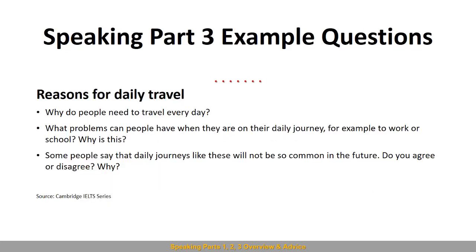All right, and some example questions. From the previous Part 2 topic, now Part 3 is about the same topic or the same theme as Part 2. So now we have some questions about reasons for daily travel. Why do people need to travel every day? What problems can people have when they are on their daily journey, for example, to work or school? Why is this? Some people say that daily journeys like these will not be so common in the future. Do you agree or disagree, and why?